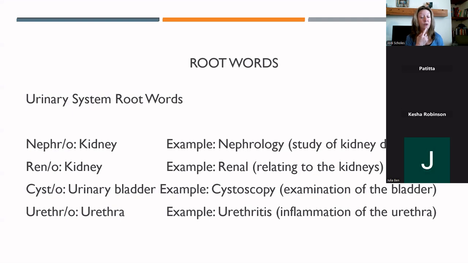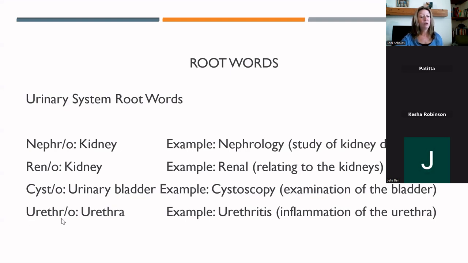Renal also has to do with the kidneys. Renal, relating to the kidneys. Okay, so nephrology is the study of kidney disease. If you're having tests on your renal system, it's testing your kidneys. Good. Cysto again, the bladder, the urinary bladder. A cystectomy is an examination of the bladder.